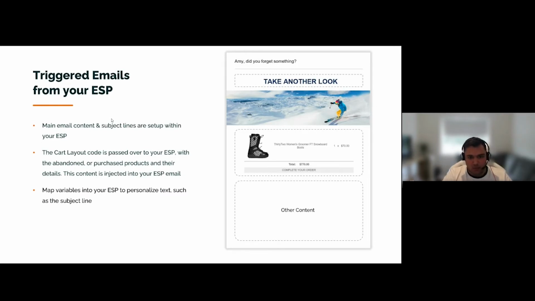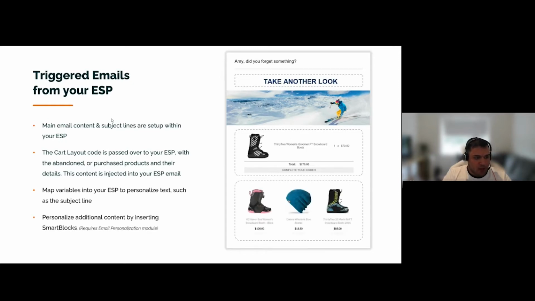As you can see at the top, we've got the name being personalized there. And then finally, we can personalize additional content by adding smart blocks. That would need the email personalization module. As you can see down the bottom, we can put some recommendations into the emails as well. Any questions at all?